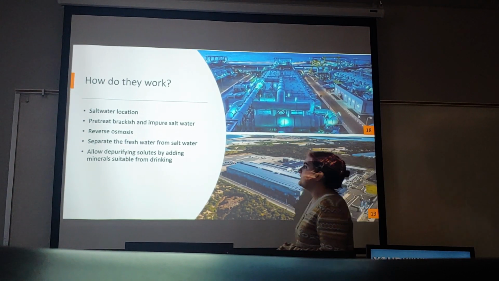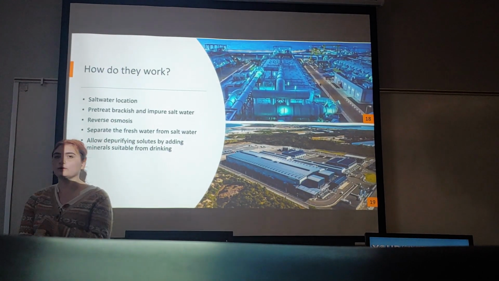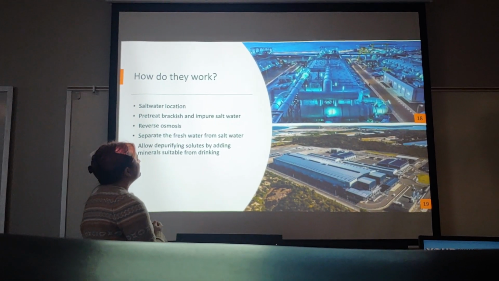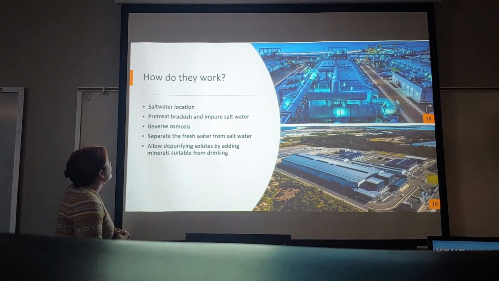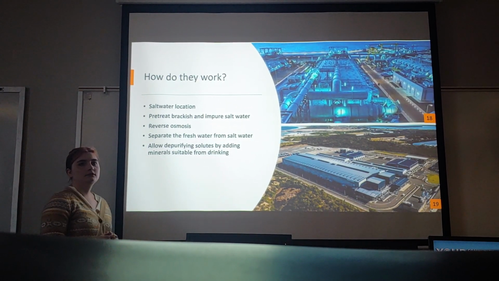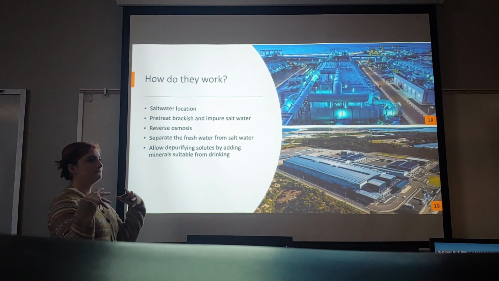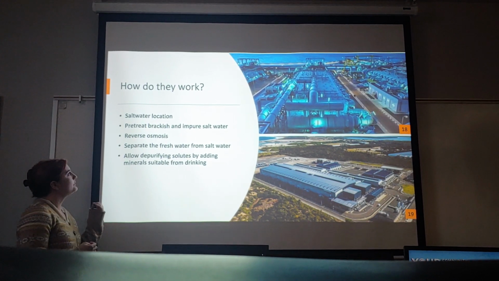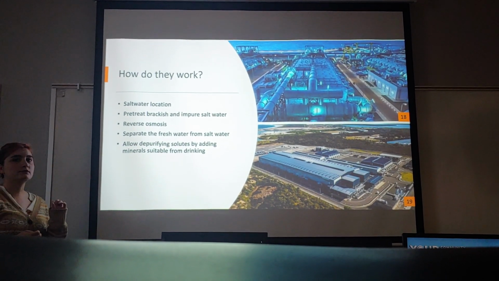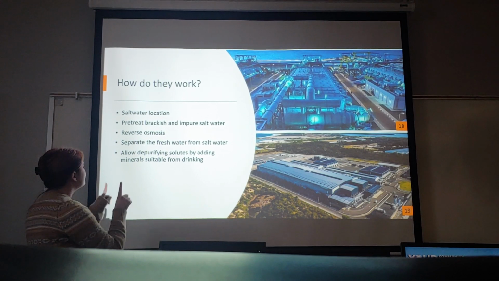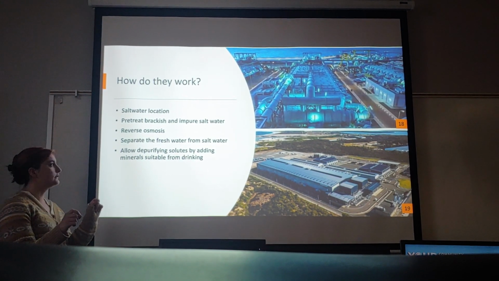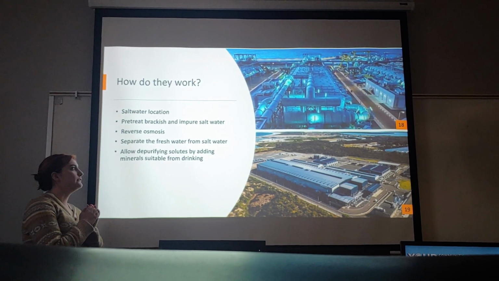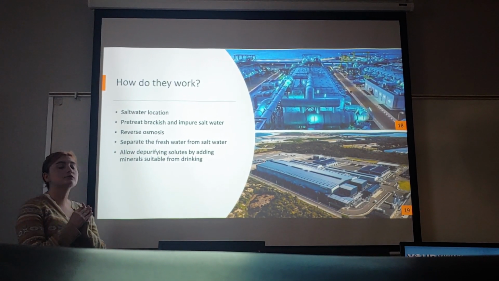All right, so desalination plants, how do they work? What do they do that's different from what we've been doing with the drinking water cycle? First, you need a saltwater location. That means obviously the ocean. That's where we get our salt water. We need to pre-treat the brackish and impure salt water. We need to use reverse osmosis in these technologies. We need to separate the fresh water from the salt water after reverse osmosis is done, and allow purifying solutes by adding minerals suitable for drinking.